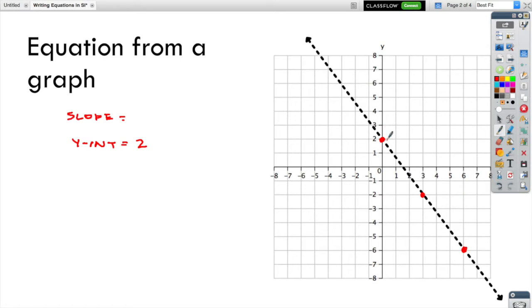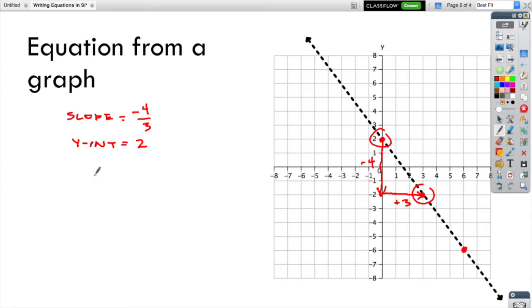So now all I have to do is visually count rise and run. If I start here and finish here, it looks like my rise is down 1, 2, 3, -4. So we've got a rise of -4, and then a run across to the right of 1, 2, 3, +3. So that would mean my rise is -4, my run is +3, so we have a slope of -4/3.